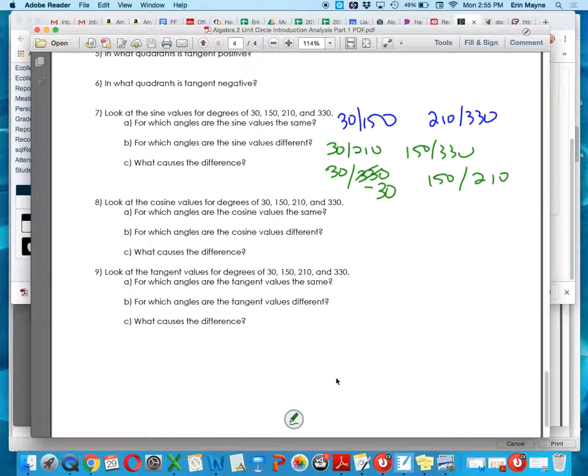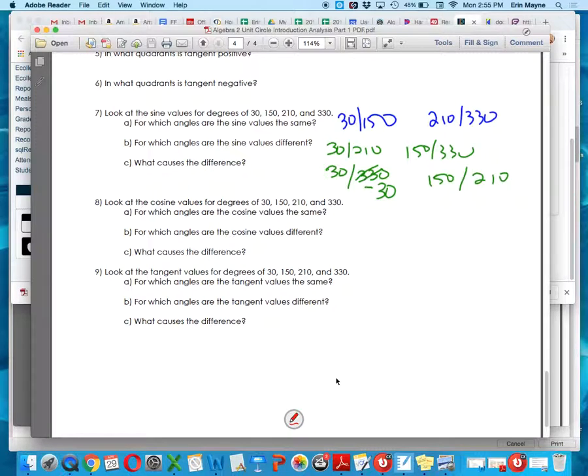Yes, that's less significant. Do the subtraction. They subtract to be 180. So that's good. Again, these are going to really matter, this connection to 180. Notice these are opposites. These right here also subtract to be 180. Tell me about what causes the difference. 210 minus 30 is 180.